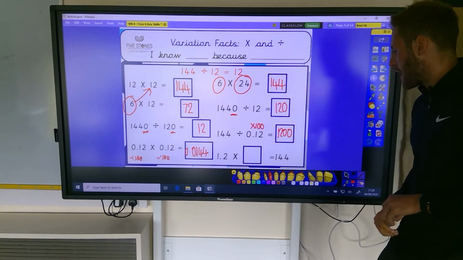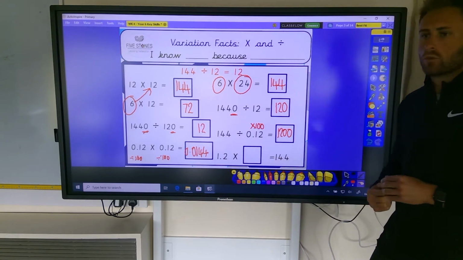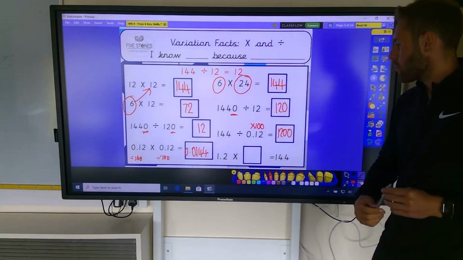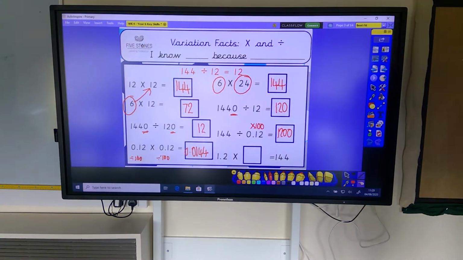Okay, and finally we've got that calculation of 1.2 times blank is 144. I want you to explain how you've managed to solve that one. Off you go.